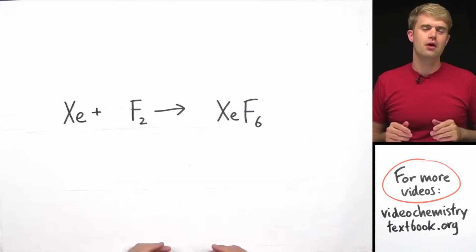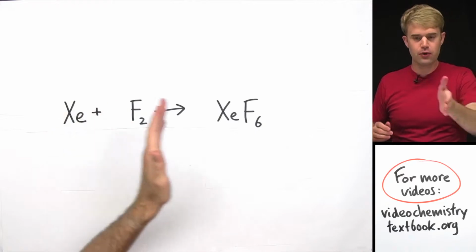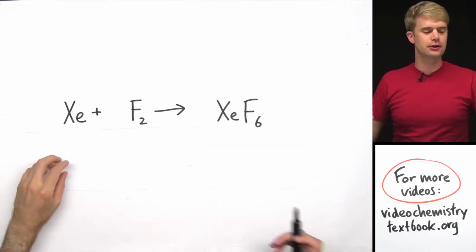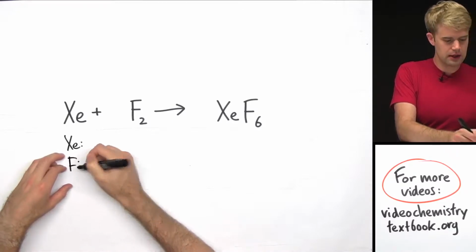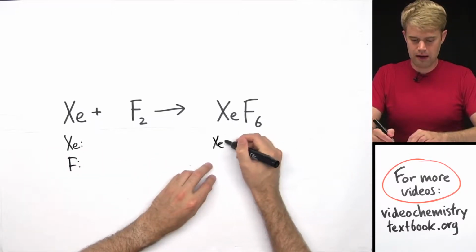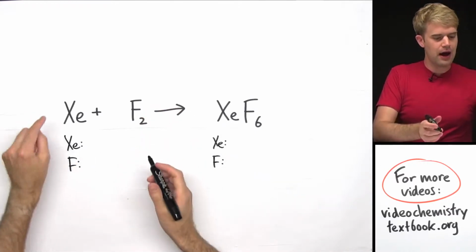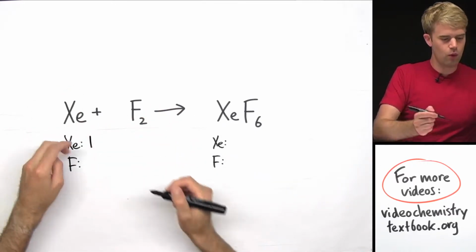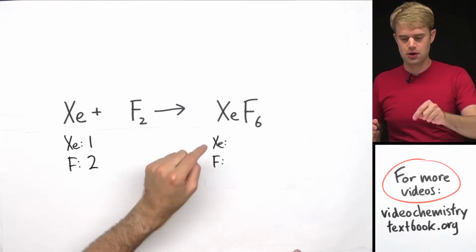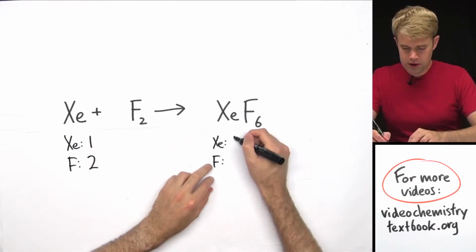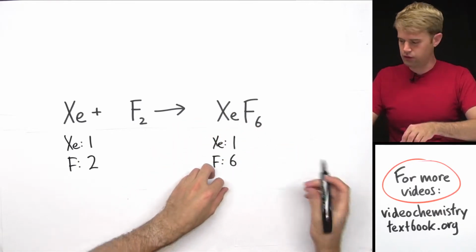and fluorine. We want to keep track of how many atoms of these elements we have on both sides of the equation, so we're going to make a little chart, okay? I got xenon and fluorine on this side, and then xenon and fluorine on this side. Over here, I have one xenon atom, and then I have F2, so I got 2 fluorines. Over here, also one xenon, and then F6, so I got 6 fluorines.